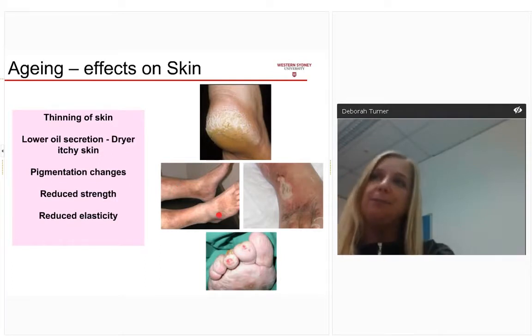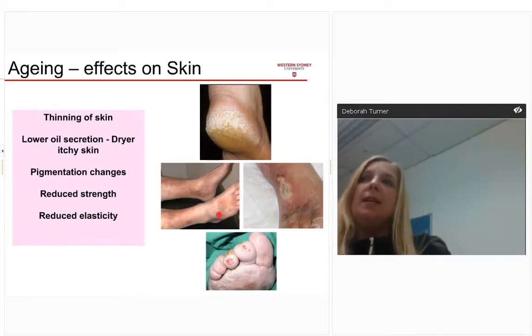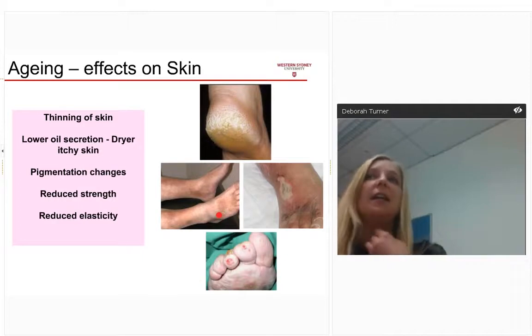Generally, the skin will become reduced in its strength and its ability to withstand the normal forces as people get older, particularly if that's in combination with some medications, particularly steroids. And there's generally a reduction in elasticity as people get older. So effectively, a reduction in the foot's ability to withstand some of the normal forces that we would expect to see during the normal walking cycle.